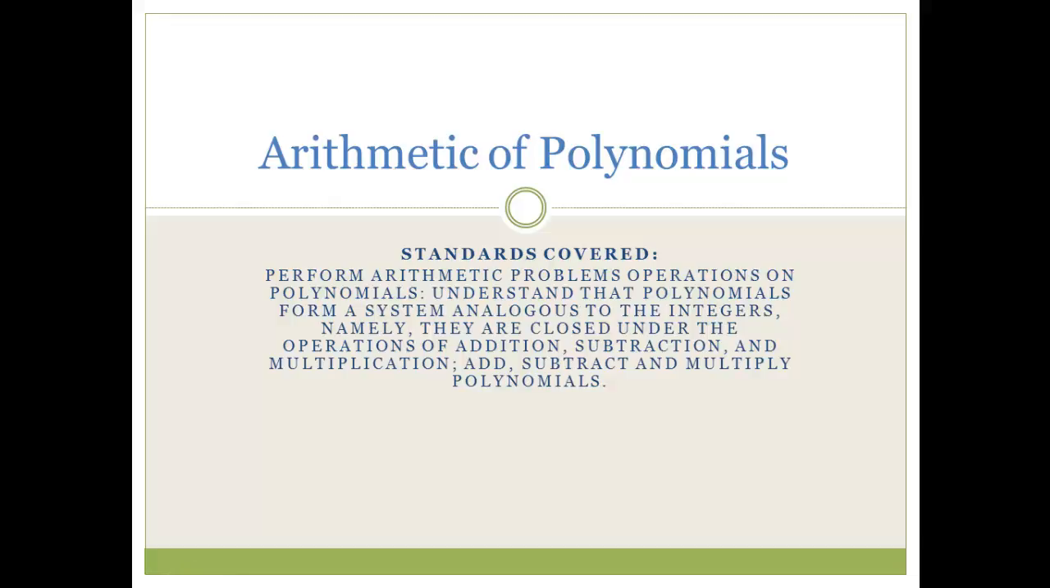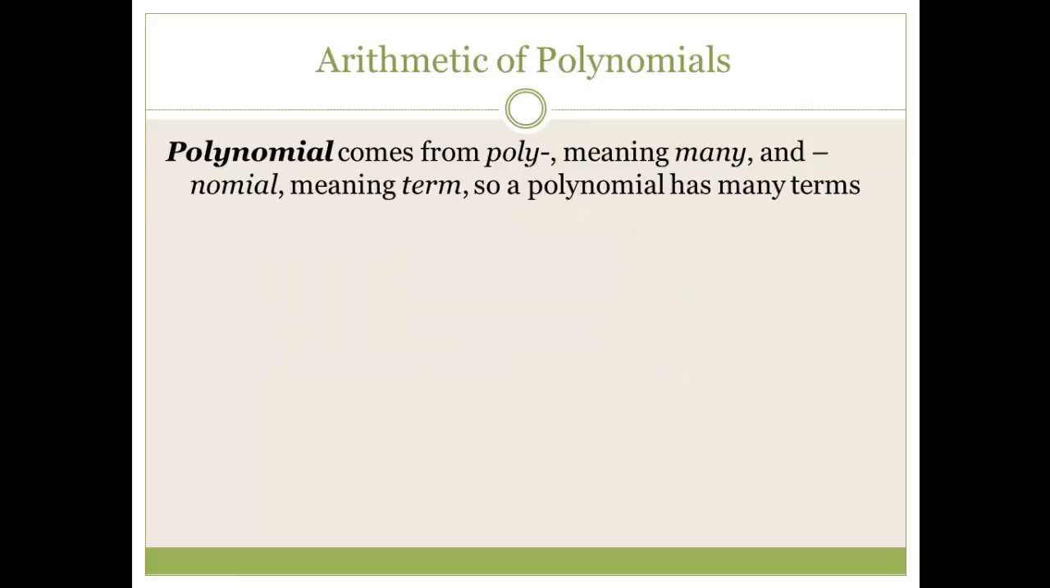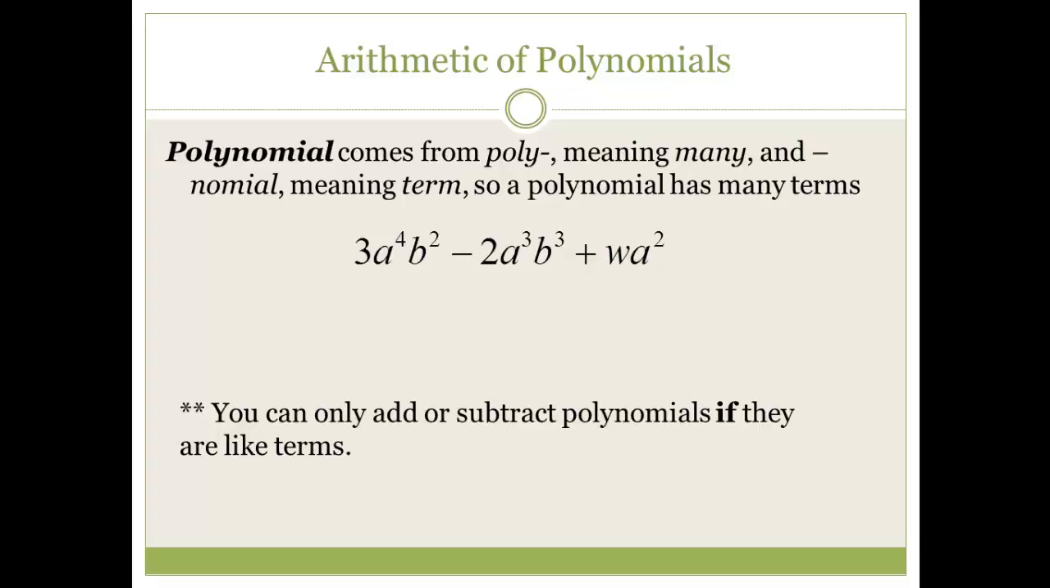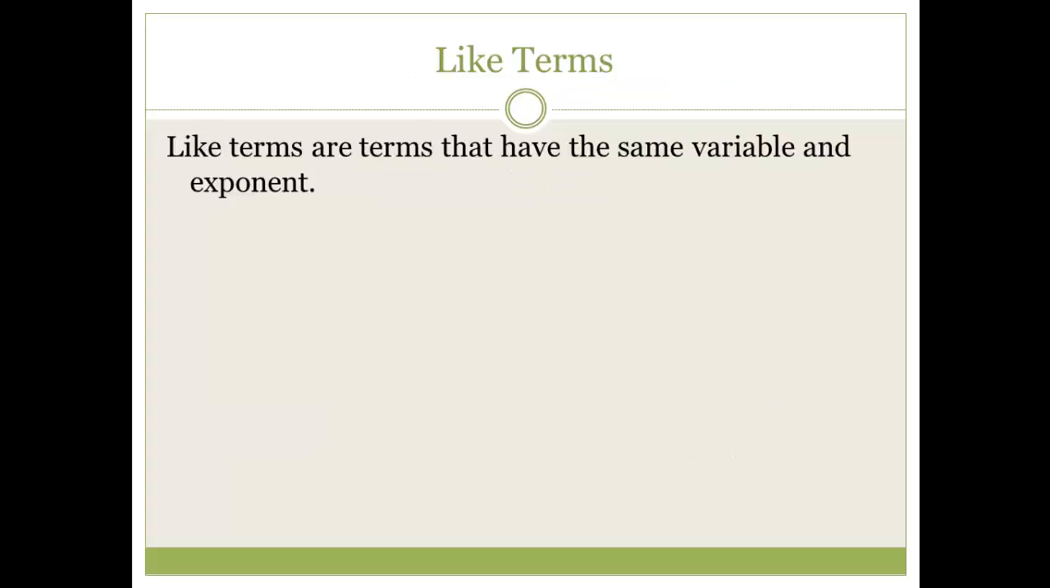Arithmetic of polynomials. Polynomials are expressions that have multiple variables and variables with different exponents. When we add or subtract polynomials, we can only combine like terms. Like terms have the same variable and exponent.